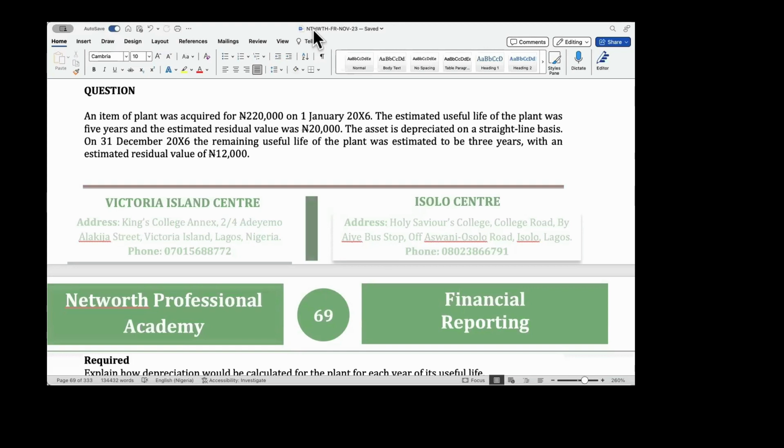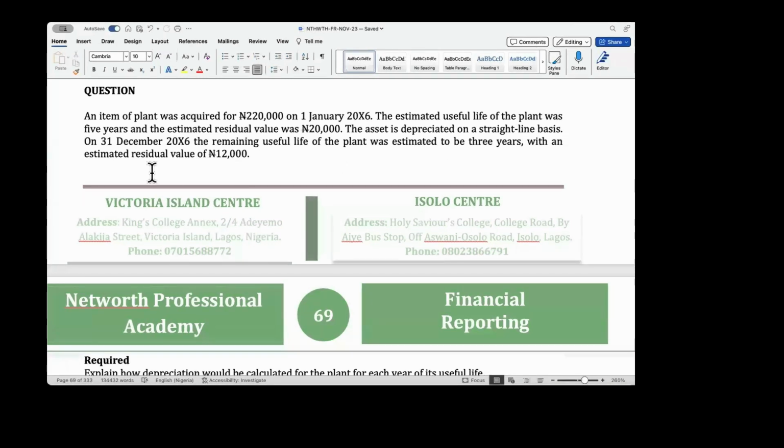So this question said that an item of plant was acquired for 220,000 on 1st January 2006. They gave us that the estimated useful life of the plant was 5 years, and the estimated residual value was 20,000. All of this will have been done at the date of acquisition of this asset. We're now told that the asset is depreciated on a straight line basis. Okay, this is how they allocate the cost of the asset.